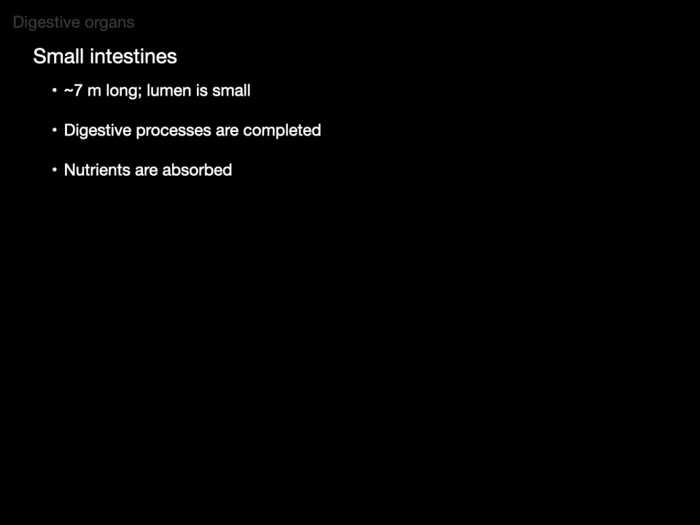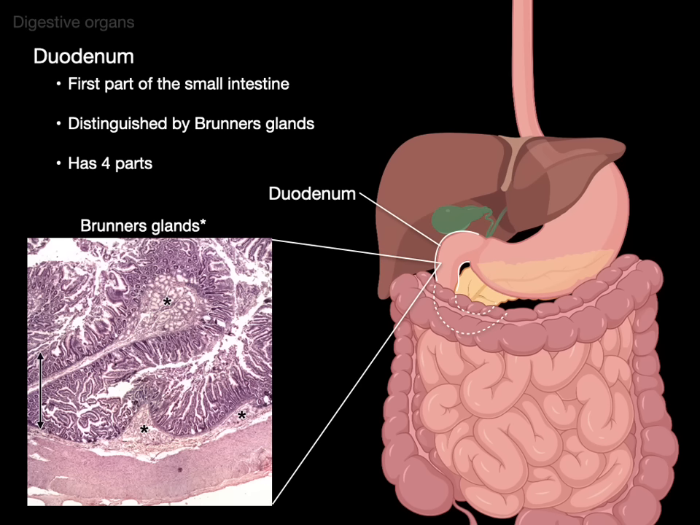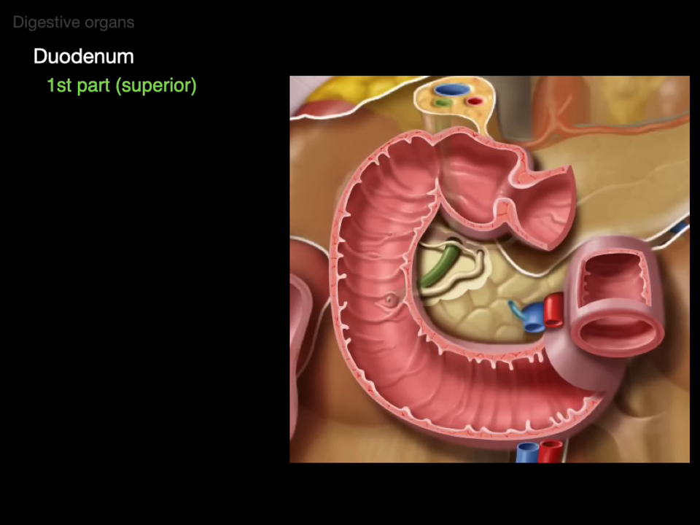Let's start with the duodenum. It's the first part of the small intestine. It's distinguished by Brunner's glands, and it has four parts. So there's the duodenum. It has these Brunner's glands, and these asterisks show these glands that help produce the bicarbonate that's secreted into the lumen. And then it has four parts. The first part of the duodenum, the superior part, has what's called the duodenal cap or bulb. There's the pylorus of the stomach and the pyloric sphincter, and there's the first part, the duodenal bulb.